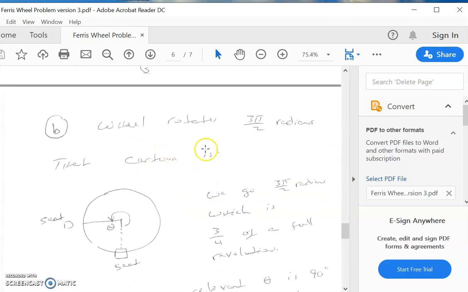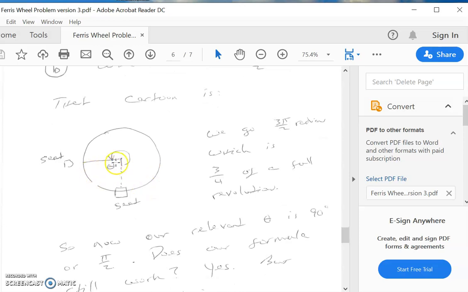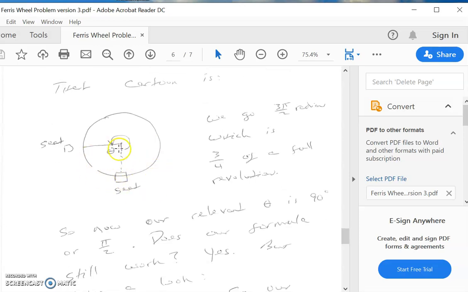Okay, so now B is a very similar type of a problem, right? B is saying that you rotate 3 pi over 2 radians. Well, where's that cartoon? 3 pi over 2, you go around like this. Where do you end up? That's 3/4 of a full revolution, okay? So you're right here. So now our theta is here. That's 90 degrees. That's our terminal equivalent angle.